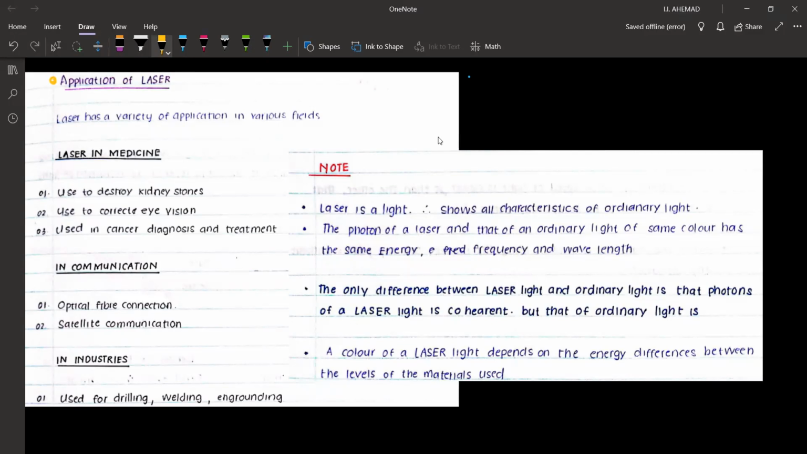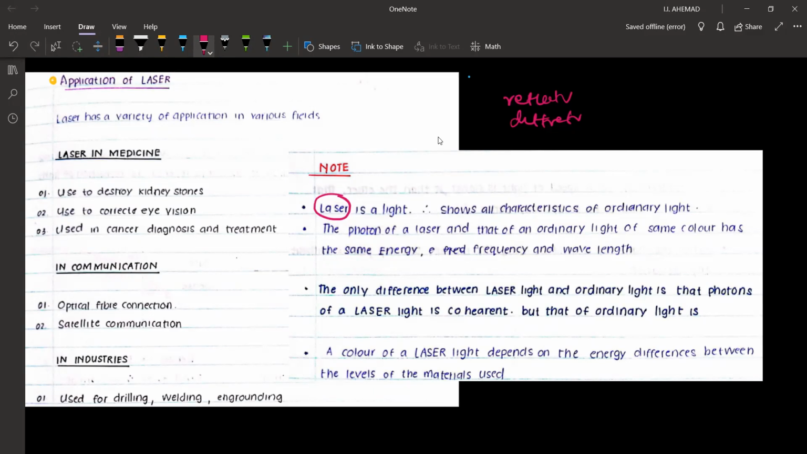Look, laser is a light, therefore it shows all characteristics of ordinary light. So what can we do with ordinary light? We can reflect, we can diffract. We discussed certain characteristics that we can do on light. All those characteristics are also possible on laser. The reason is it is also normal light. The only difference is it is amplified. All the light is in the same direction. All the light is coherent. That is the only difference.